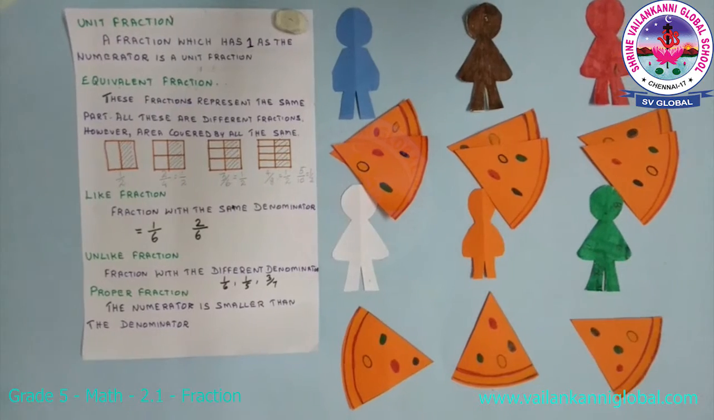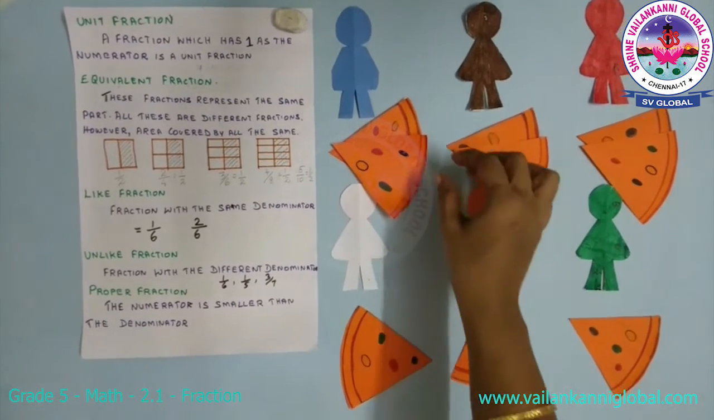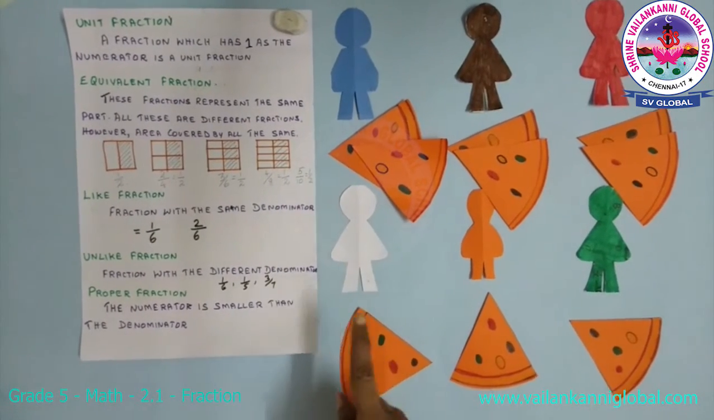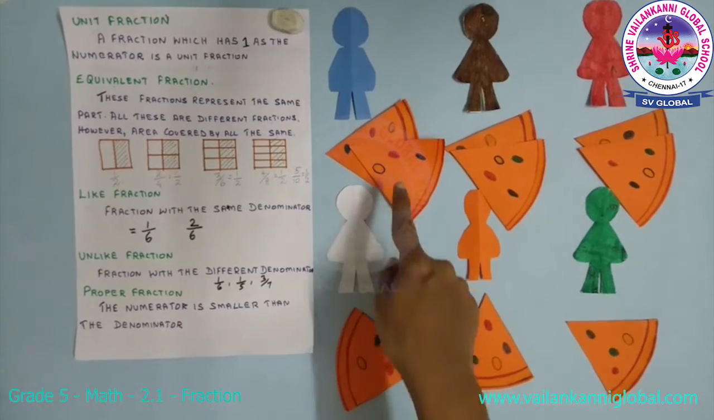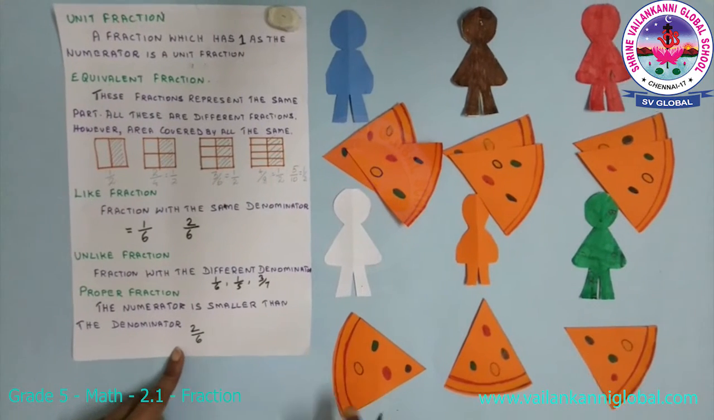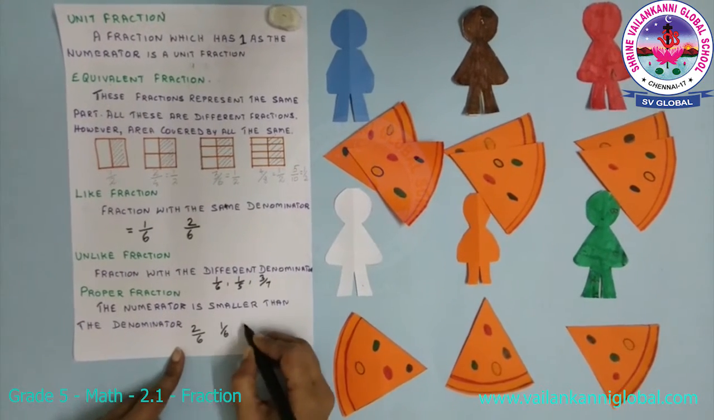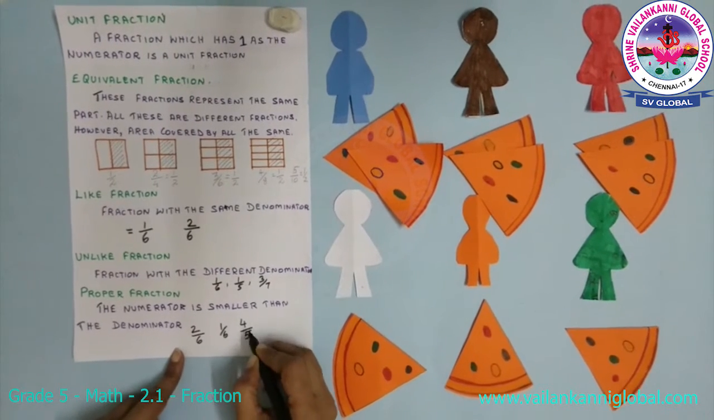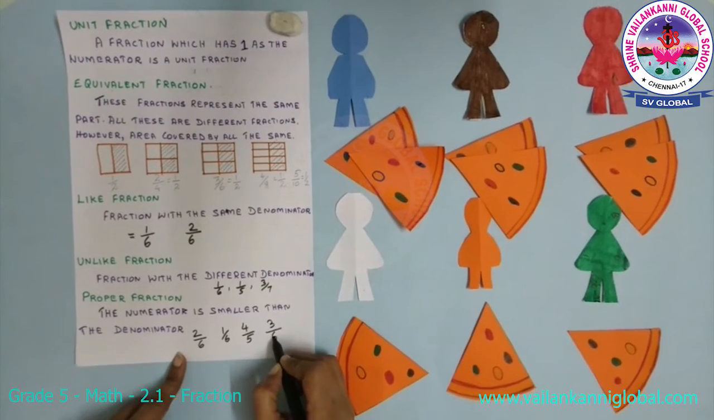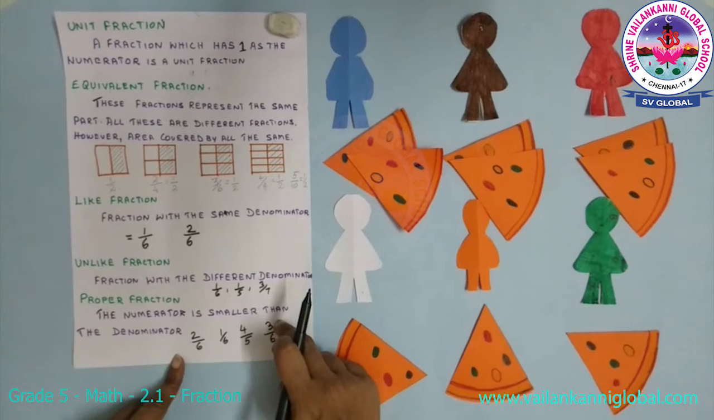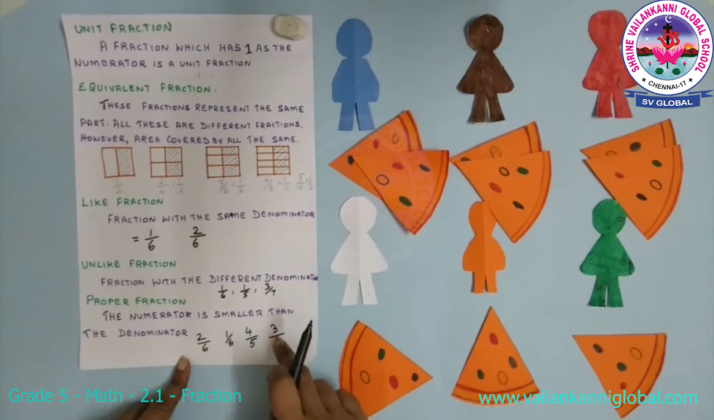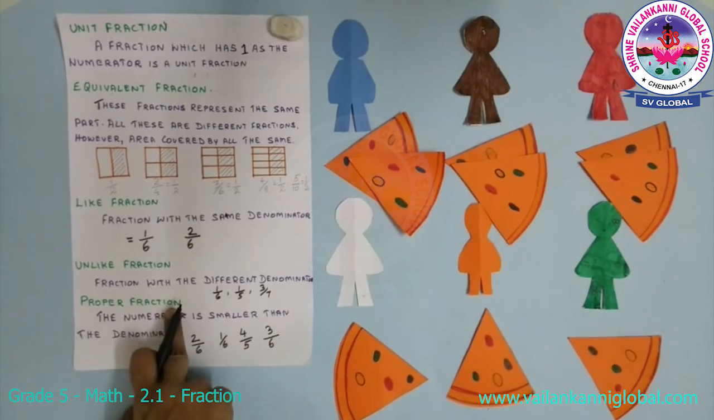What is a proper fraction? A proper fraction is a fraction where the denominator is the bigger one. For example, here you are getting 2 by 6, in this case 1 by 6, and even 4 by 5, 3 by 6. Here the denominator is greater than the numerator, so this type of fraction is called a proper fraction.